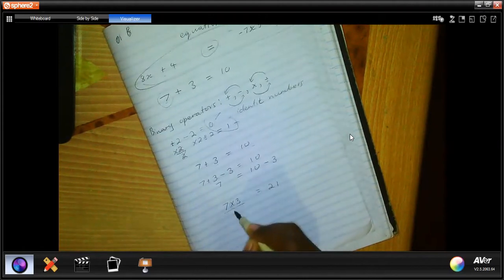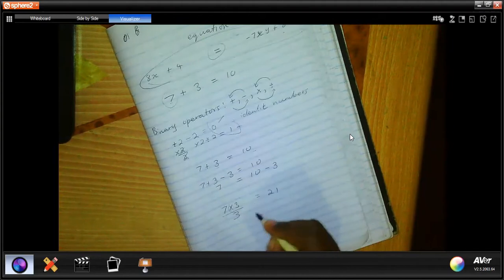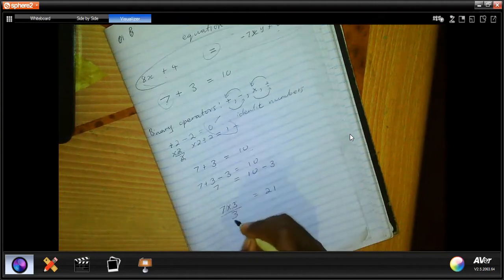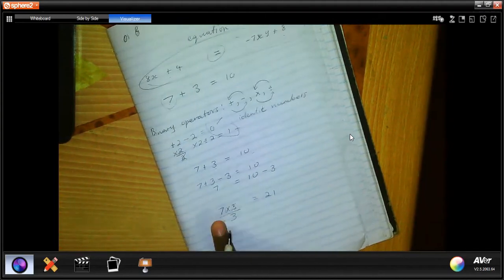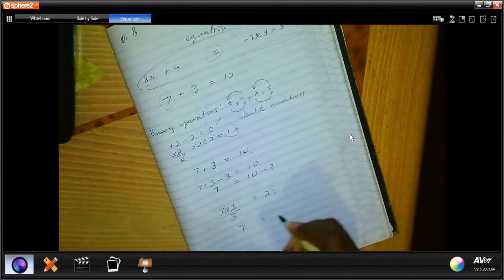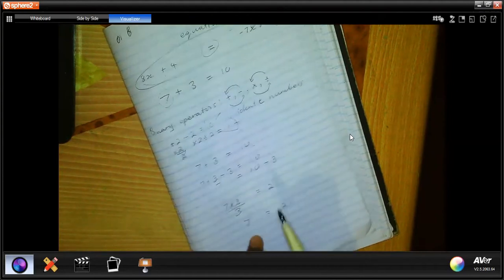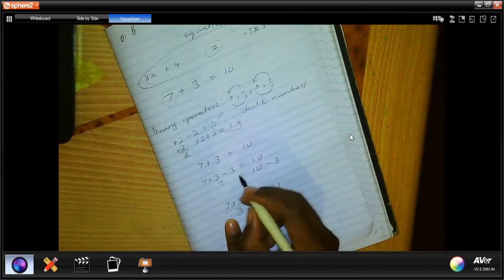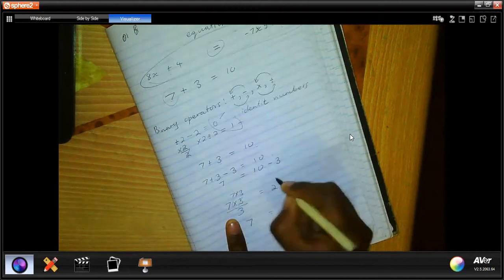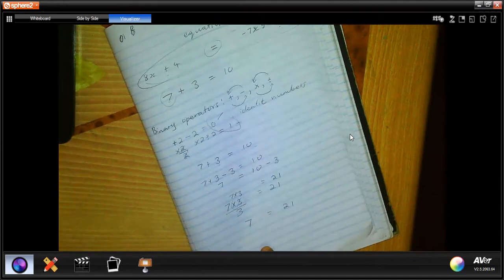And how do we remove times 3? We divide. What is the opposite of multiply? It's divide. And if we divide by 3, these 3s will make 1. What is 1 times 7? 7. So 7 is now standing alone. And we've done nothing on the right-hand side. Now, we know 7 times 3 to be equal to 21. We do not dispute that.